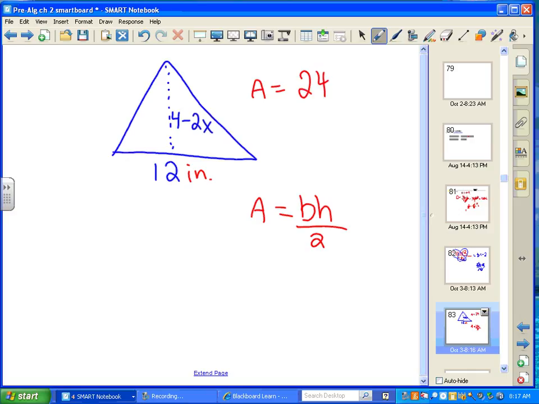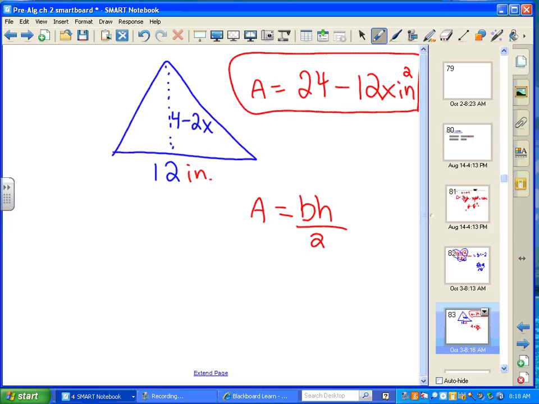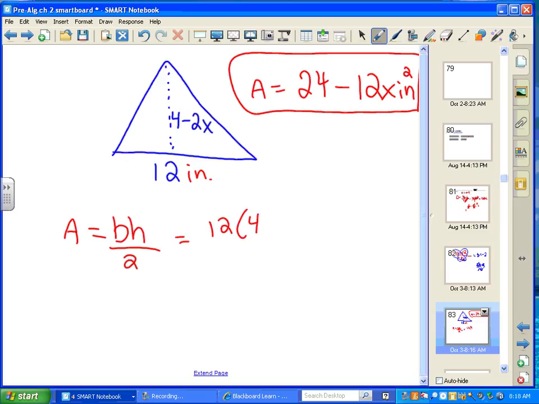So there's two ways to do this. Let me go through the first way. First way is taking base times height and then divide by 2. So it'll be 12, and then in parentheses, 4 minus 2x, all divided by 2. So you can distribute first. We get 48 minus 24x divided by 2. And then the divide part, 48 divided by 2 is 24. Negative 24x divided by 2 is negative 12x.